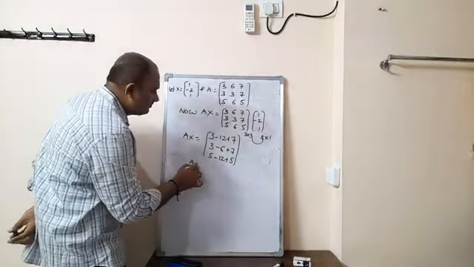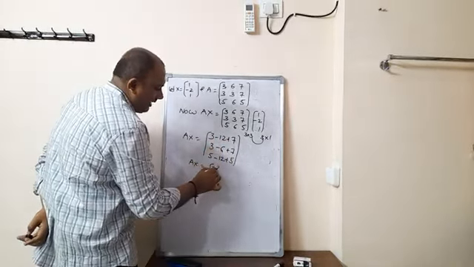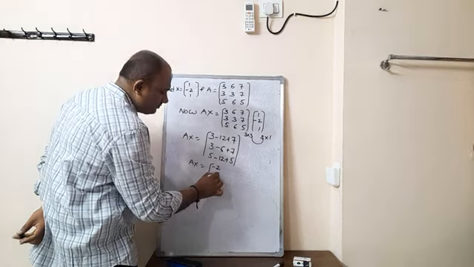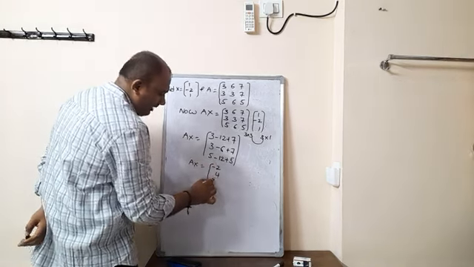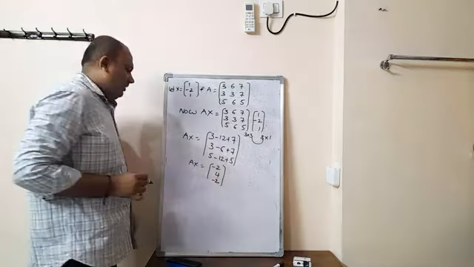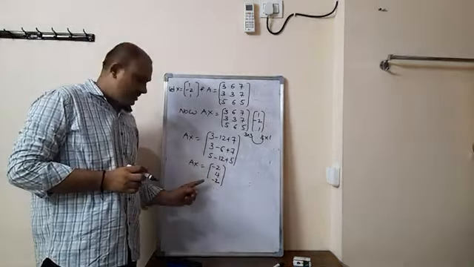Ax equals to 10 minus 12 that becomes minus 2. 7 plus 3, 10. 10 minus 6, 4. 10 minus 12, minus 2. At last we get Ax equals to minus 2, 4, minus 2.